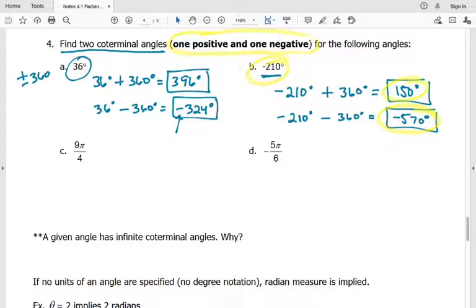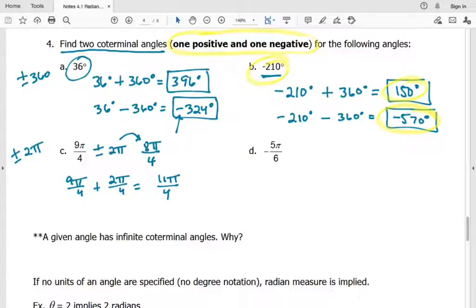All right, now let's do some when they're in radians. When you're in radians, you're adding or subtracting 2 pi. But you're going to have to get a common denominator if you have something like 9 pi over 4. So when you add or subtract 2 pi, what you're really wanting to add or subtract is 8 pi over 4, because that's the same thing as 2 pi.